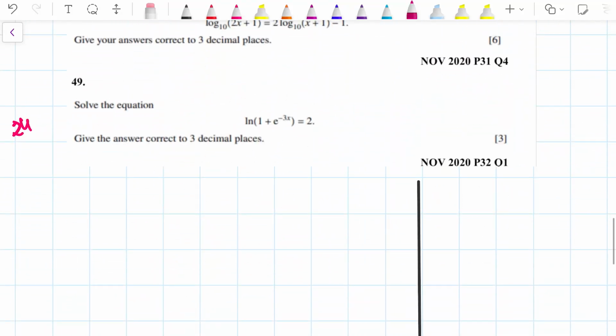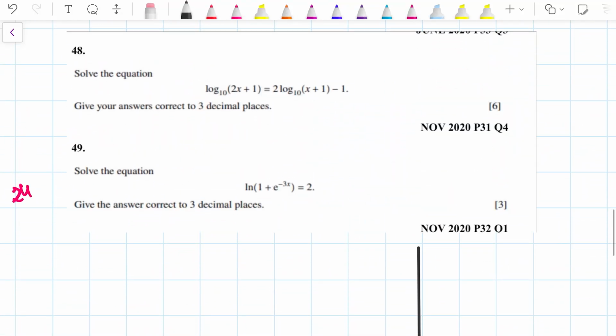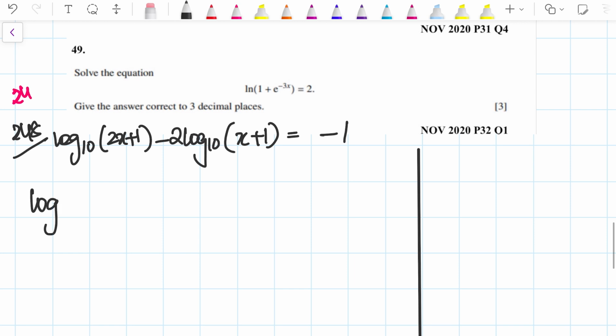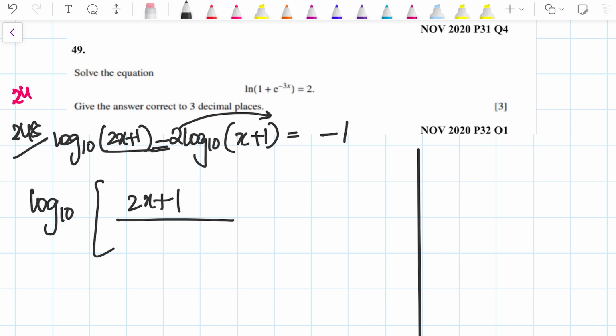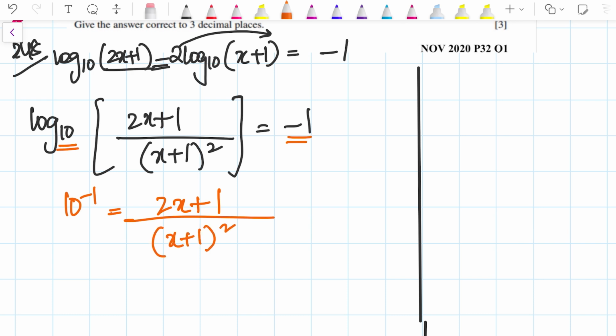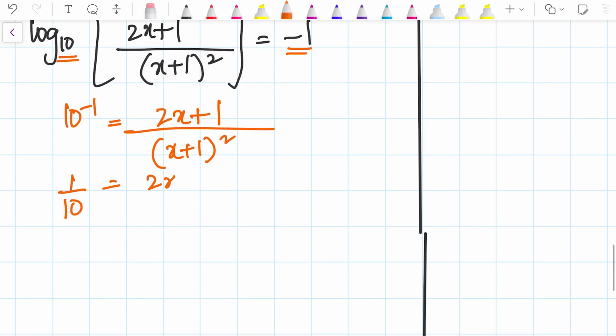All right, let's move on to another question. Question number 48. I will move log terms to one side. Take log 10 common out. 2x plus 1, minus changes into division. This goes as a power. Now, base to the power equals the coefficient. 1 upon 10 equals 2x plus 1 upon x square plus 2x plus 1.